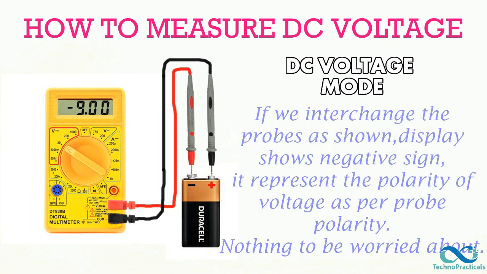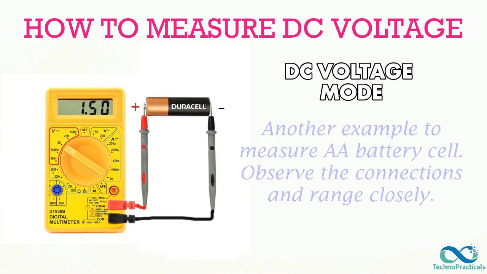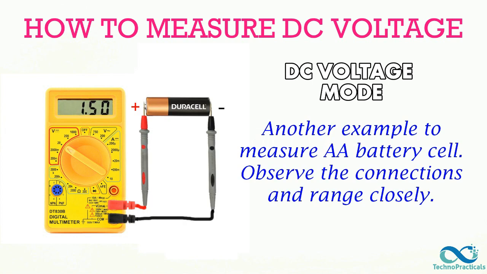In DC voltage mode, if we interchange the probes as shown, display shows negative sign. It represents the polarity of voltage as per probe polarity. Here, the negative terminal of battery is connected with the positive probe, that is red probe of multimeter, and positive terminal of battery is connected with the black probe of your multimeter. Nothing to be worried about it, it just shows the negative sign. In another example, to measure AA battery cell, observe the connections and range closely in this image.